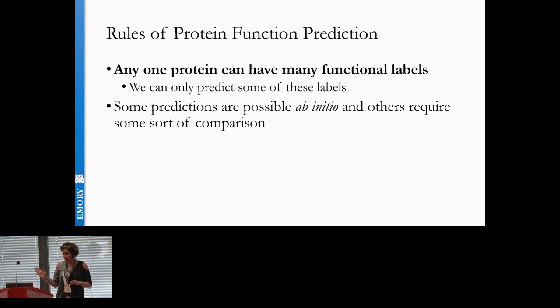And very importantly, some predictions are possible ab initio. So basically, if you don't have a reference, you can make some predictions for those functions. So for instance, subcellular localization via signaling is one of those things that you can do ab initio, technically, from the protein sequence. And others require some sort of comparison. And up until the recent explosion of this deep learning story, the comparisons were homology. So all you could do is compare a new protein to an existing protein with annotations, and that's how you would do function transfer.